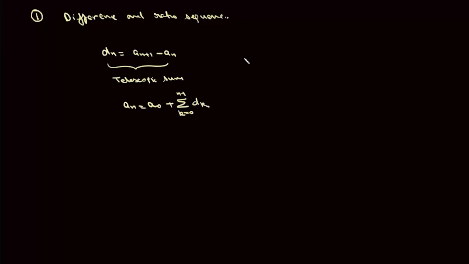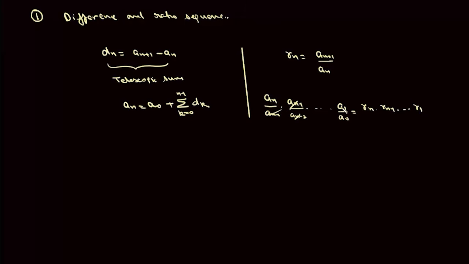d_k, or we may have a ratio sequence such as r_n equals a_{n+1} upon a_n. Now we can write this as a_n upon a_{n-1} into a_{n-1} upon a_{n-2}, and then a_1 upon a_0, and it'll be this r_n, r_{n-1} up to r_1. Now all these terms, they'll cancel. We'll get this a_n as a_0 and this product k varies from 1 to n r_k.